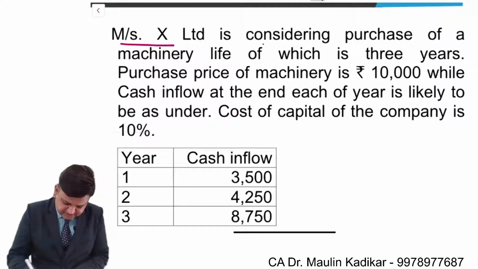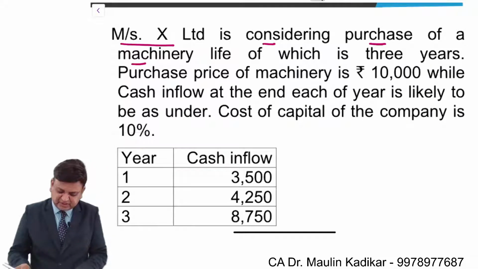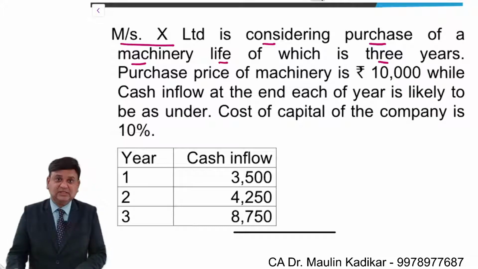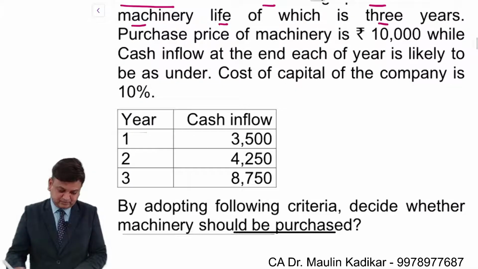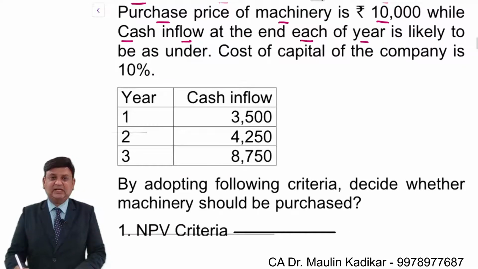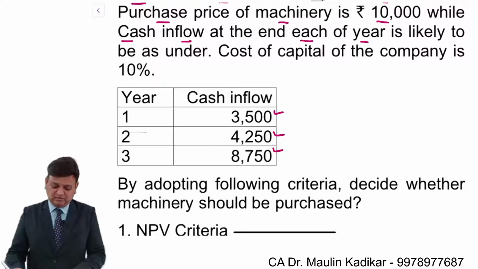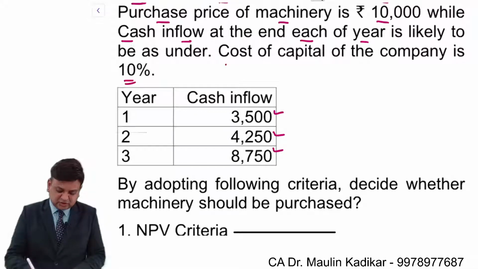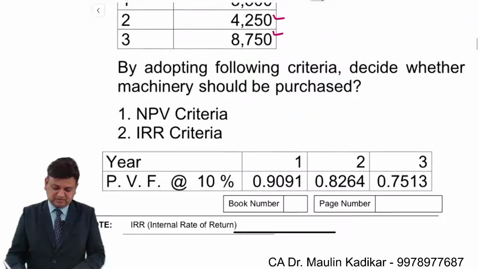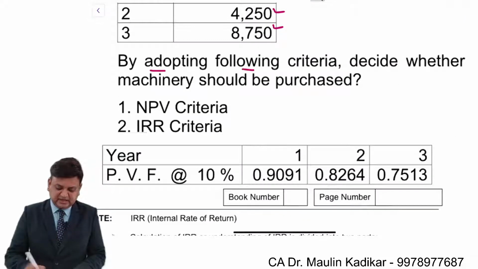Mrs. X Limited is considering purchasing a machinery. Life of the machinery is 3 years. Purchase price of the machinery is 10,000. Cash inflow at the end of each year is likely to be as under: end of year 1, 3,500; end of year 2, 4,250; and end of year 3, 8,750. The discounting rate or cost of capital is 10%. By adopting the following criteria, decide whether the machinery should be purchased.